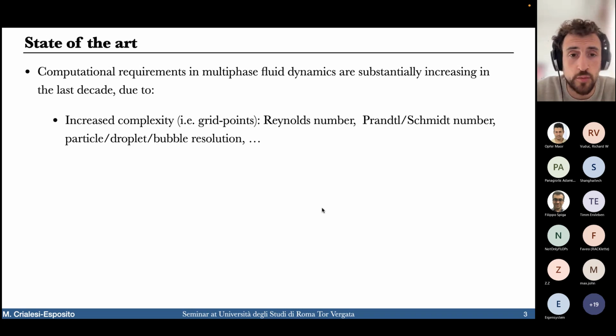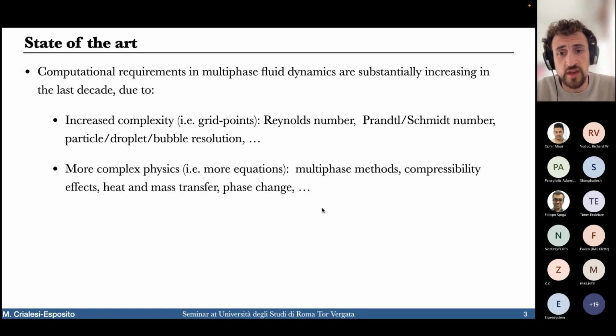The reason is, first and foremost, that the cases we're simulating become more and more complex. Many of you are familiar with, for example, the Reynolds number, Prandtl number, and Schmidt number, which are dimensionless numbers that characterize our flow. But for industrial and environmental applications there is a reason to push these numbers toward limits which are very difficult to simulate. For example, when we have a lot of particles, a lot of droplets, a lot of bubbles, they require a lot of grid points per diameter. And when we have a lot of grid points, it's quite difficult to simulate because we have huge simulations. The physics become more complex.